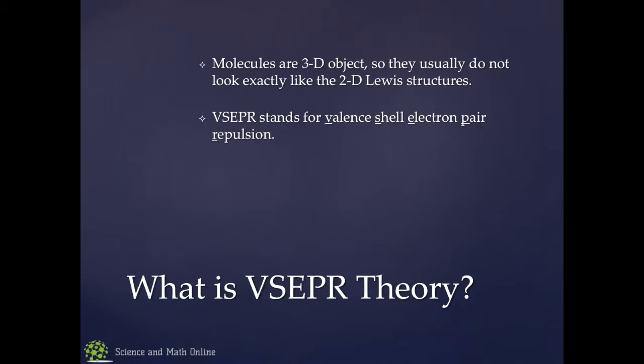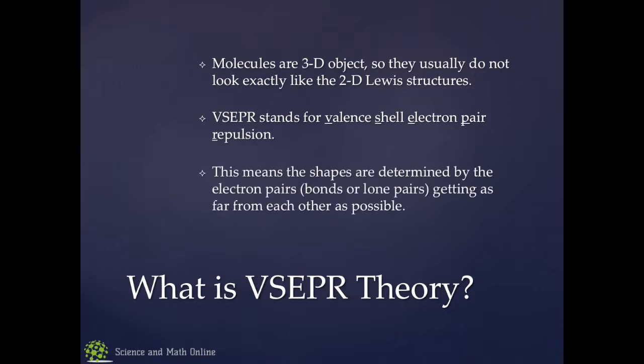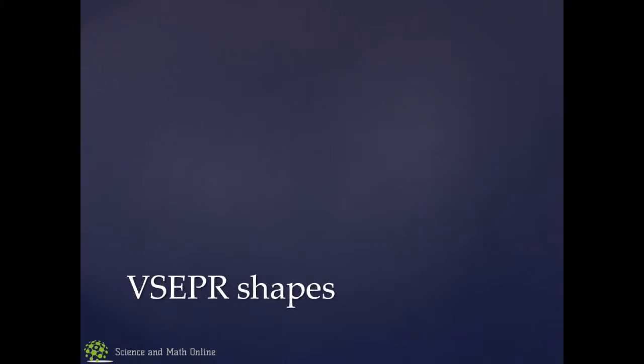So VSEPR stands for Valence Shell Electron Pair Repulsion. What this means is that the shapes are determined by the electron pairs, hence the electron pair, and it tells you that they're going to repel each other, aka they don't like each other. So valence electron pairs are your bonds and your lone pairs. And they want to get as far away from each other as possible. And that is pretty much the crux of this entire thing. So we can look at it several different ways.